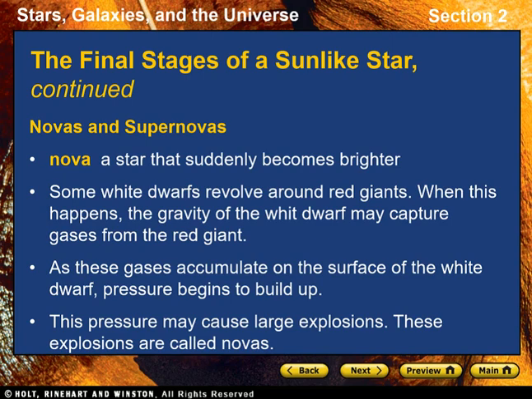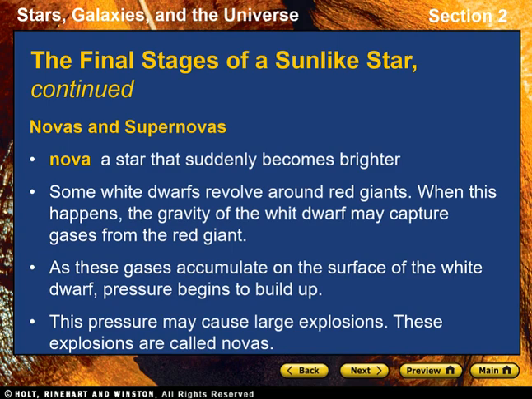Some white dwarf stars are part of a binary star system. If a white dwarf revolves around a red giant, the gravity of the very dense white dwarf may capture gases from the red giant. As these gases accumulate on the surface of the white dwarf, pressure begins to build up. This pressure may cause large explosions, which release energy and stellar material into space. Such an explosion is called a nova.